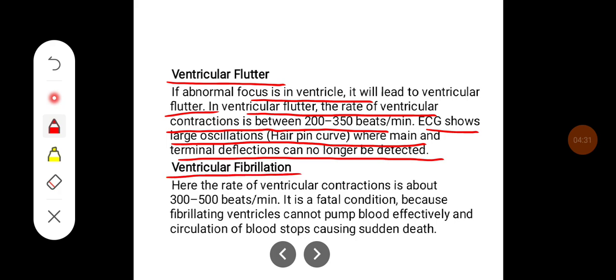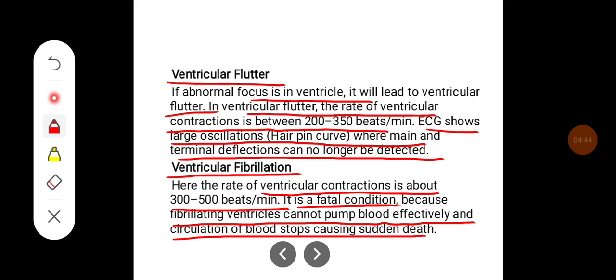Ventricular fibrillation. Here the rate of ventricular contraction is about 300 to 500 beats per minute. It is a fatal condition because fibrillating ventricles cannot pump the blood effectively and circulation of the blood stops, causing sudden death.